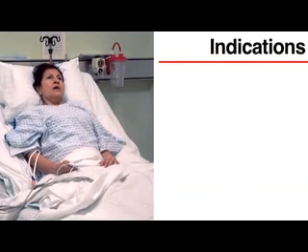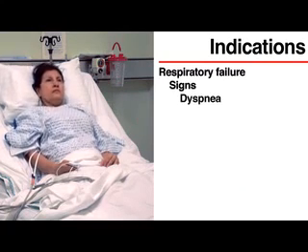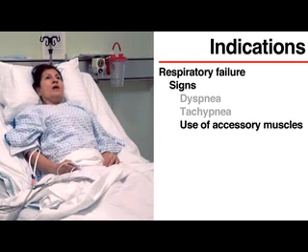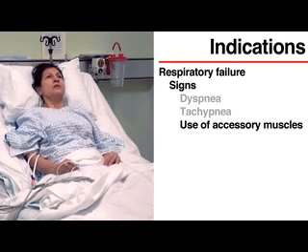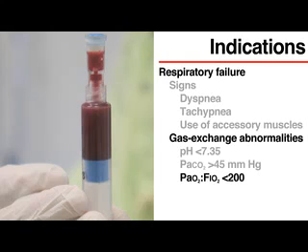Consider the use of BPAP when a patient has evidence of respiratory failure. Signs include dyspnea, tachypnea, or use of the accessory muscles of respiration. Gas exchange abnormalities include an arterial pH of less than 7.35, a partial pressure of arterial carbon dioxide, or PaCO2, of more than 45 millimeters of mercury, and a ratio of the partial pressure of arterial oxygen, or PaO2, to the fraction of inspired oxygen, or FiO2, of less than 200.